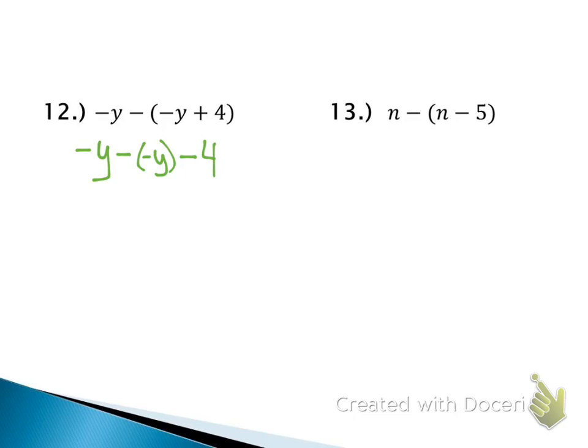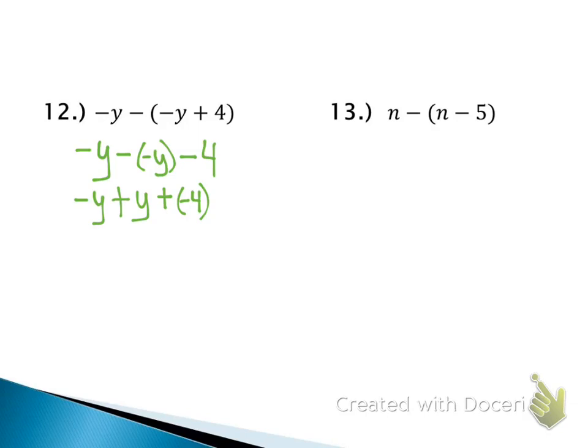Notice I didn't bother changing any of the signs yet. I just rewrote it out. This time I'm going to change some signs. The negative y out in front is still just a negative. I'm going to change this to adding the opposite. So adding a positive y and adding a negative 4. We can always rewrite subtraction problems as adding the opposite.